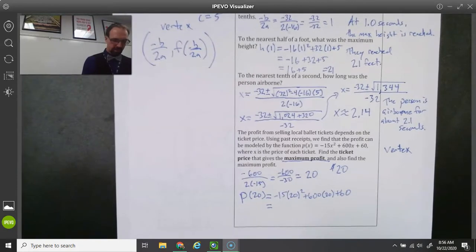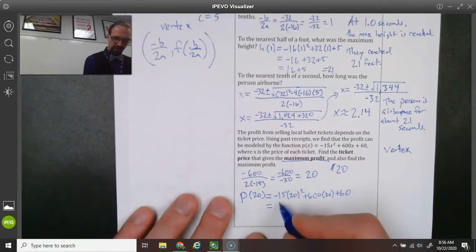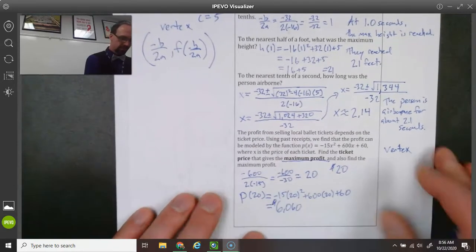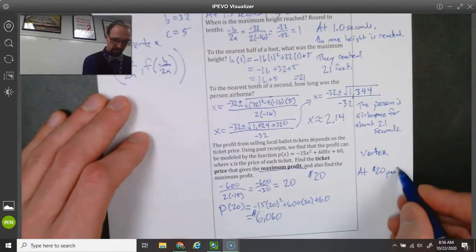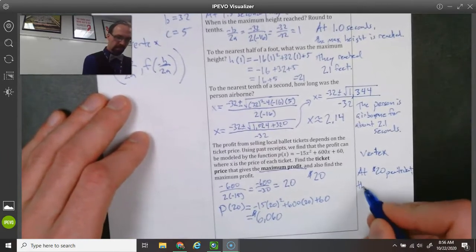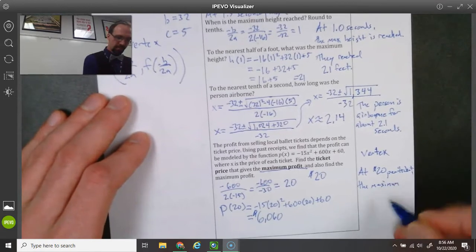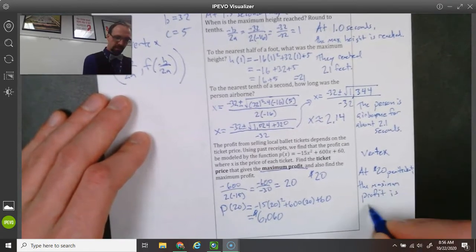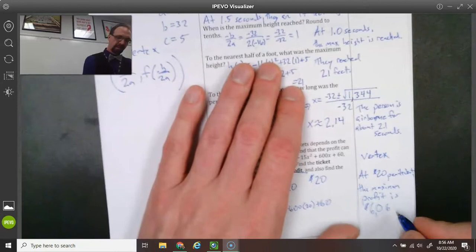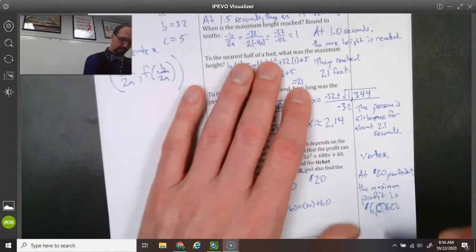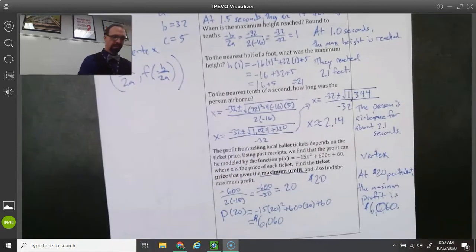So plugging this into my calculator, negative 15 times 20 quantity squared plus 600 times 20 plus 60. So I got $6,060. So at $20 per ticket, the maximum profit is $6,060. Oops, let me put the comma in the right spot. There we go.